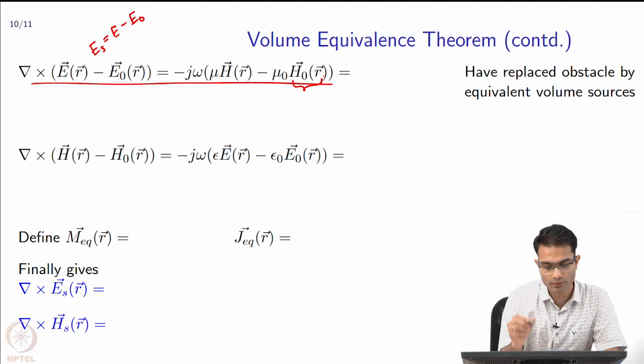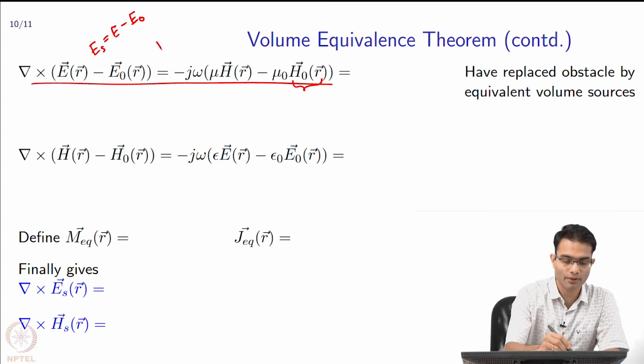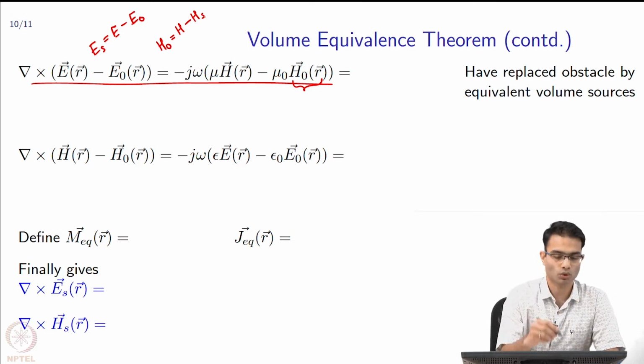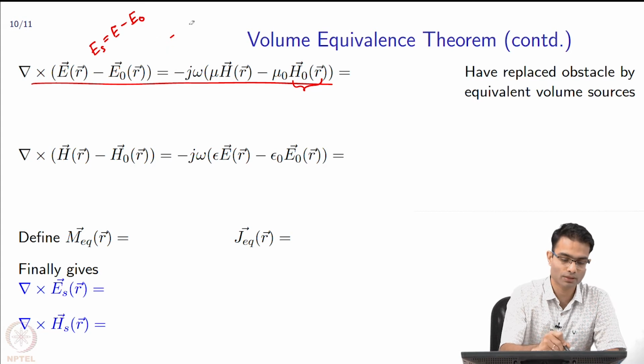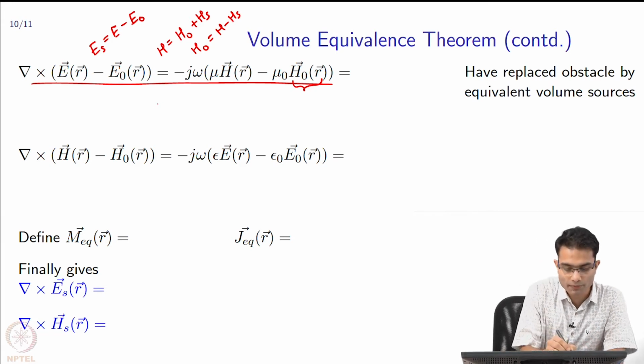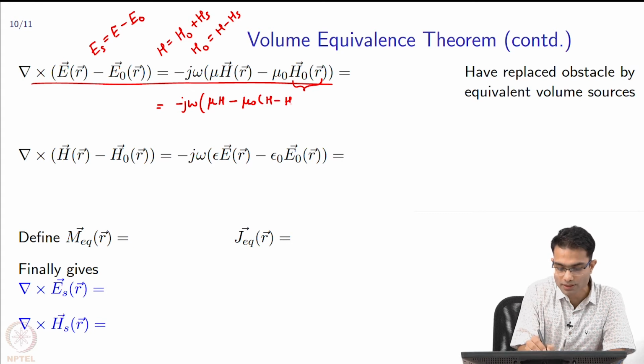this term over here, okay, H naught, what I can write H naught as, can I write H naught in this form, right. The total field, okay, if that is not clear, we can say that the total field H is the sum of H naught plus H s. So, it says that H naught can be written as H minus H s. Sure. So, this term over here can be simplified as minus j omega mu H minus mu naught H minus H s.